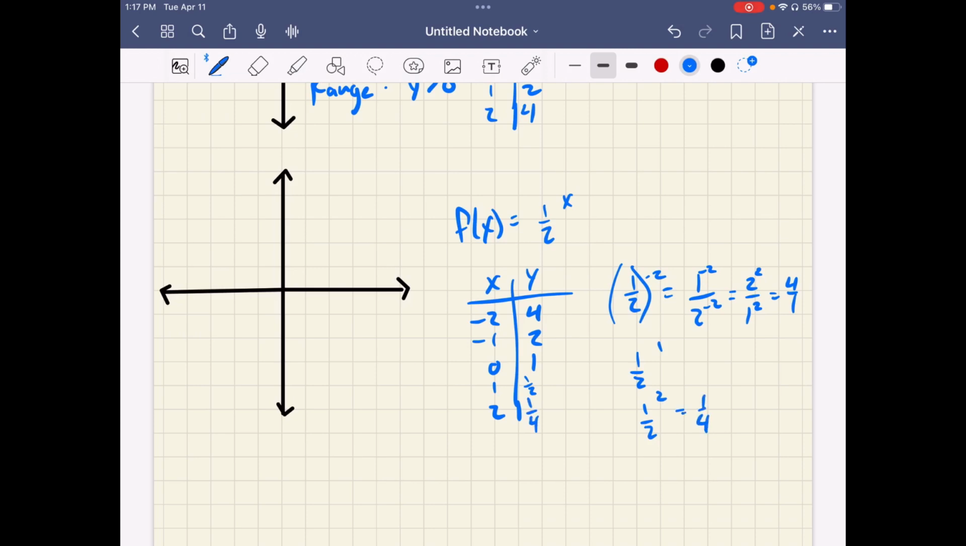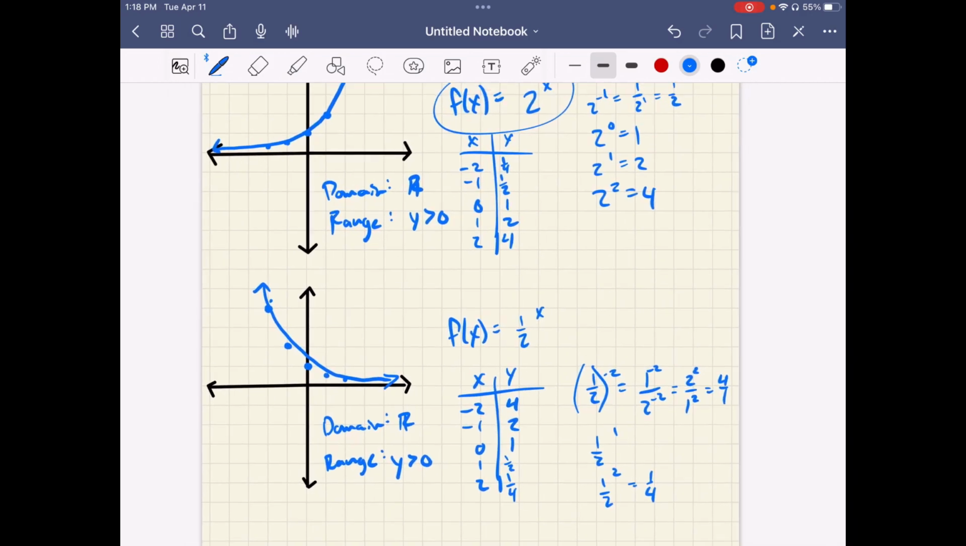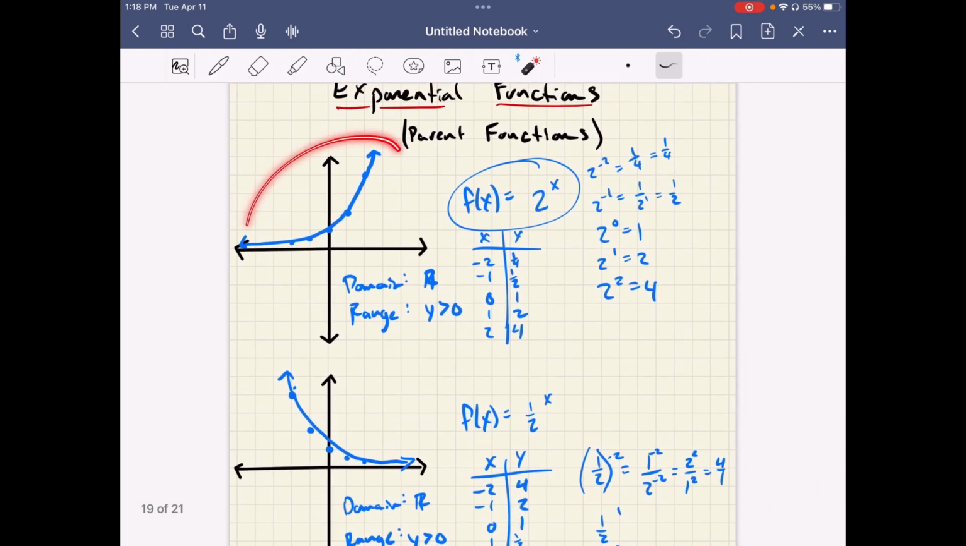So you can see a little bit of a different action going on here. Negative 2, 4; negative 1, 2; I have 0, 1; and now I have the same curve, but now it's going down, it's decreasing from left to right. Same thing, my domain is still going to be all real numbers because I can go right and left infinitely, and then my range will still be y is greater than 0, but now I have a different look, right? So in the first one up here, I'm increasing, okay, I have growth. Here I'm decreasing or have decay.